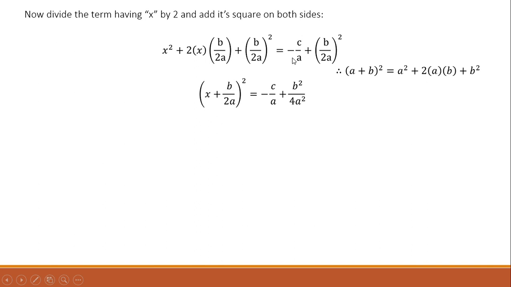square is equal to minus c over a plus b square over 4a square. When we take the square of 2a, we will get 4a square. Because we have a square on the left side, to remove it we will take the square root on both sides. When we take LCM on the right side, we will get minus 4ac plus b square over 4a square.